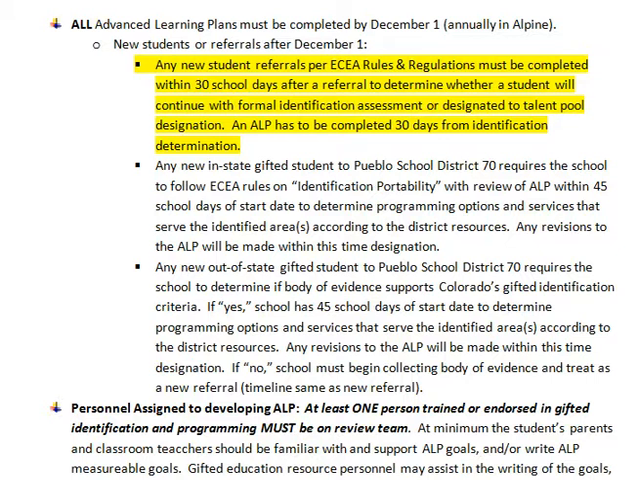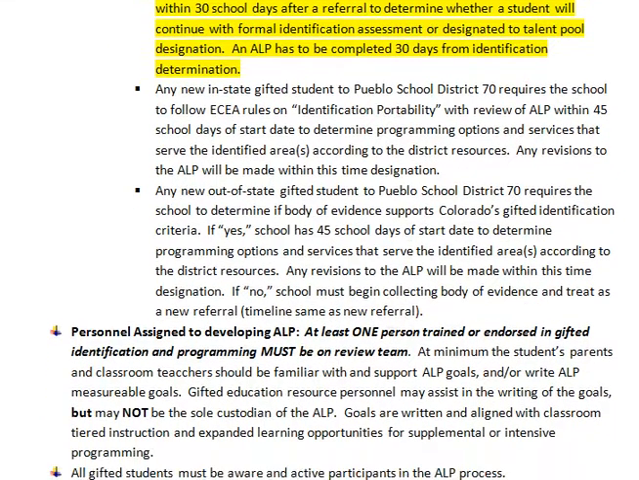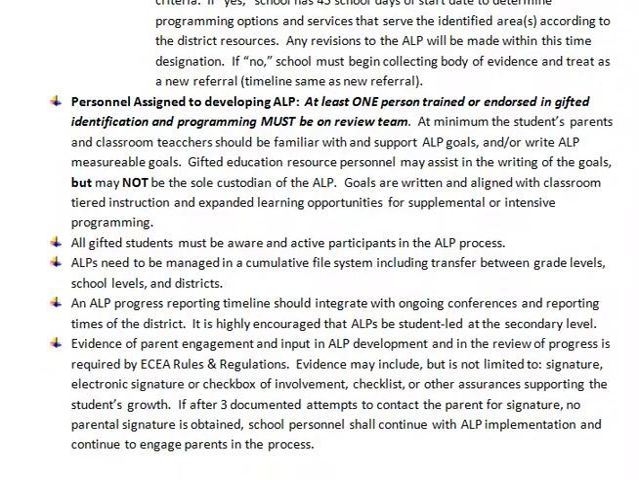Any new out-of-state gifted student to District 70 requires the school to determine if the body of evidence supports Colorado's gifted identification criteria. If the determination of the team is yes, we have 45 school days to determine programming and services, etc. Any revisions to the ALP have to be made during this time. If the answer is no, we must begin collecting that body of evidence and look at the student over time for the referral.